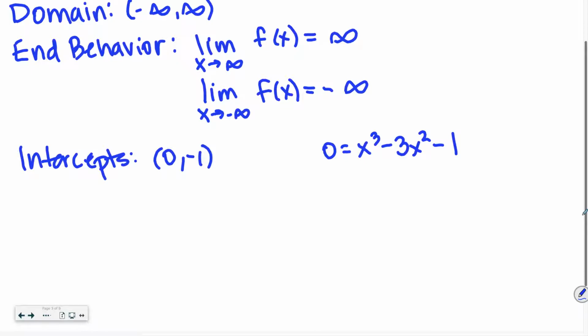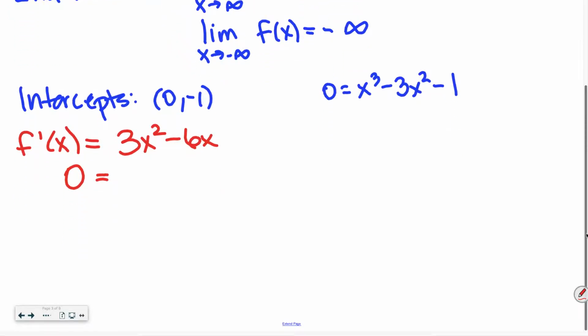If we want to figure out increasing and decreasing intervals, minimums and maximums, we need a derivative. What's our derivative? So if we set that equal to 0, in order to find those critical values, we can factor out a 3x. Left over is x minus 2. So our critical values are 0 and 2.